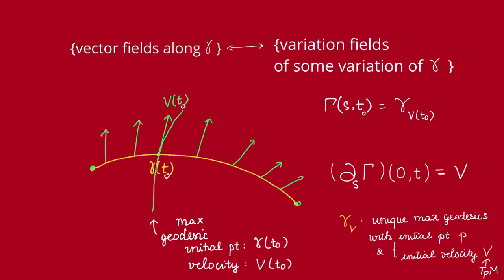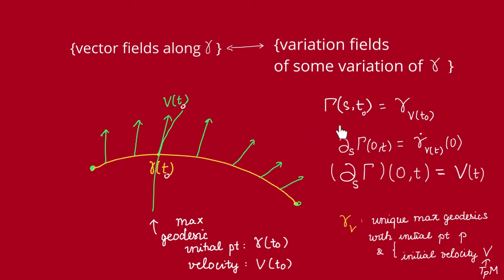Then from this definition, we immediately see that V must be the variation field of this variation. Why is that? First of all, what is this partial s? That's just going to be the velocity vector field of this gamma V(t). Remember, these maximal geodesics are transverse curves, so its variable is s. Thus, at the point (0,t), this just gives us the initial velocity of this maximal geodesic, which we have assumed to be V(t), just by definition of that maximal geodesic. Alright, so if we define the variation this way, then indeed V is the variation field of it.